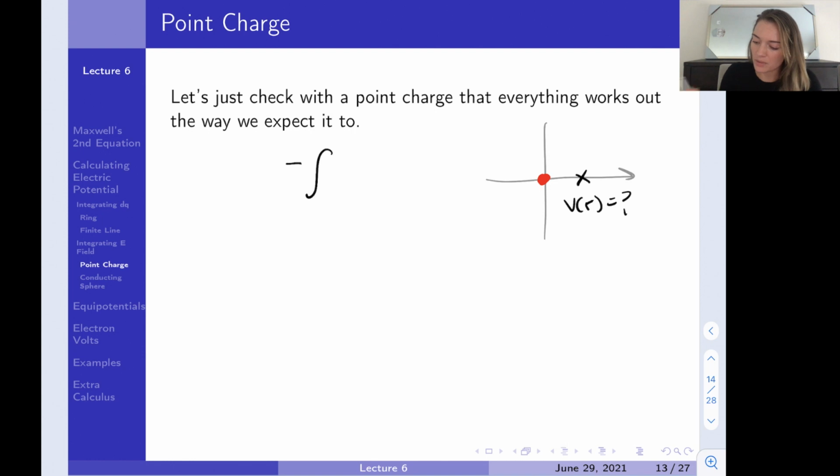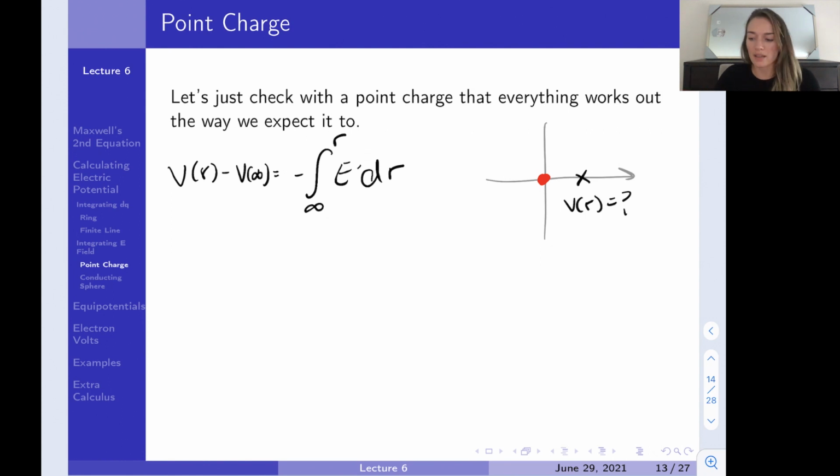So we have the negative integral of E dot dl. Well, let's call it dr since we're just looking at one variable. My integral is going to go from infinity, my reference point. I start at my reference point, and then I integrate to that position r. So it will be V of r minus V at infinity is equal to the negative of this integral of the electric field. Now, what's the electric field of a point charge? We know that. It's 1 over 4 pi epsilon naught q over r squared.